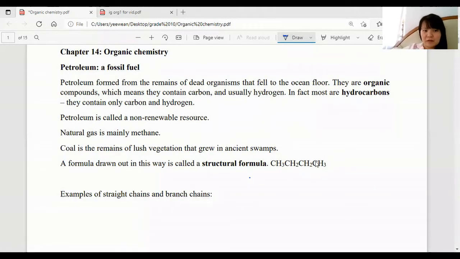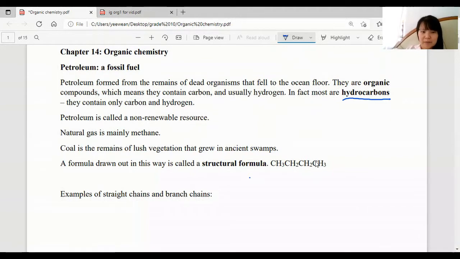This video is on organic chemistry, IGCSE. We'll start by discussing petroleum. So petroleum, a fossil fuel. Petroleum is mostly made of carbons and hydrogens. Any organic compounds that are made of only carbons and hydrogens, we call them hydrocarbons. So petroleum is a mixture of hydrocarbons.